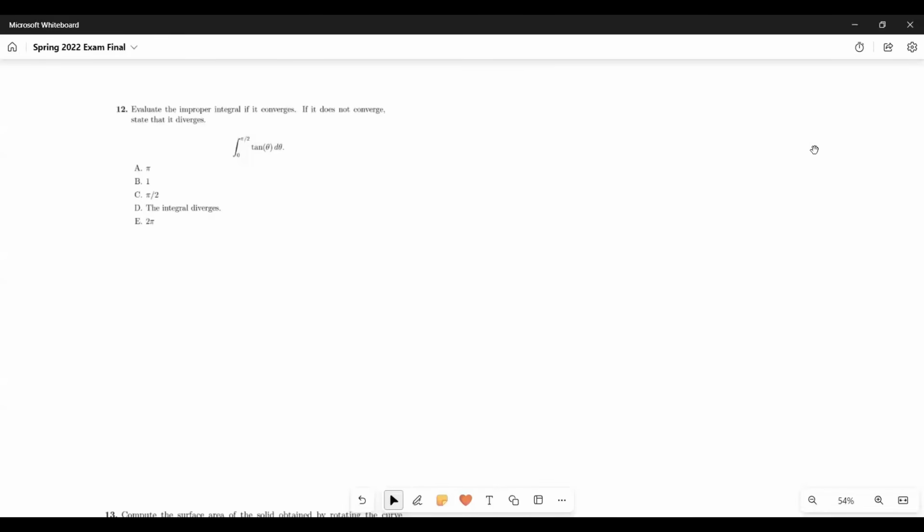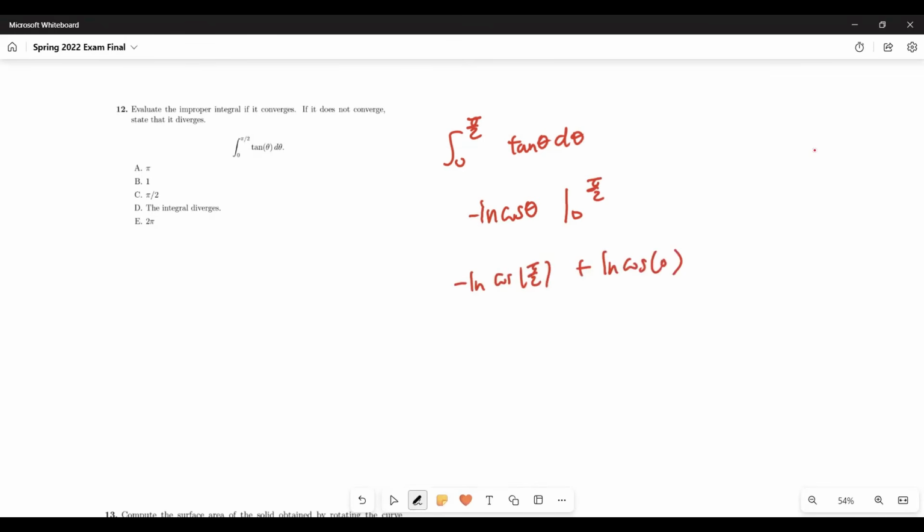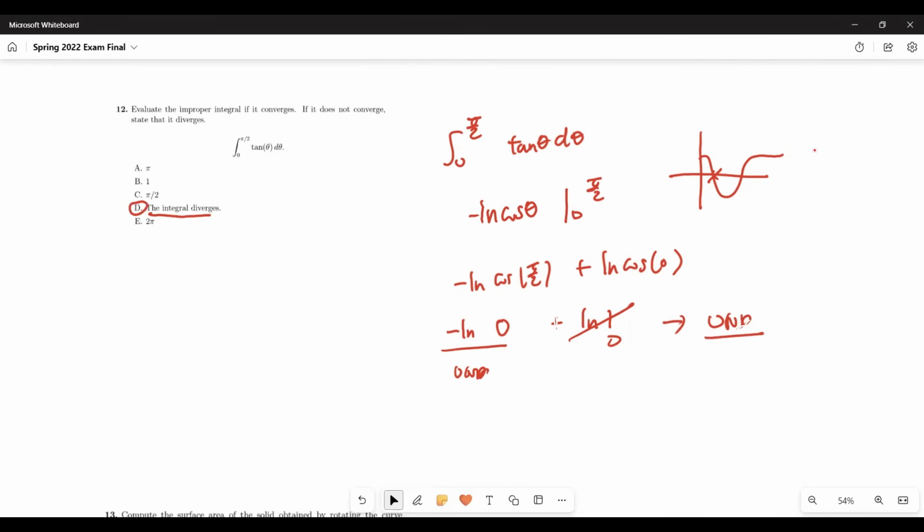Okay, this question asks to evaluate the improper integral, so let's write it. The integral from 0 to pi over 2 of tangent theta d theta, and the integral of tangent theta is negative ln cosine theta, from 0 to pi over 2, negative ln of cosine of pi over 2 plus ln of cosine of 0. So cosine, if you graph it, is 0 at pi over 2, so it's negative ln of 0 plus ln of 1. Well, ln of 1 is just 0, and negative ln of 0 is undefined, so the entire thing is undefined. That means the integral is divergent, so the answer is D.